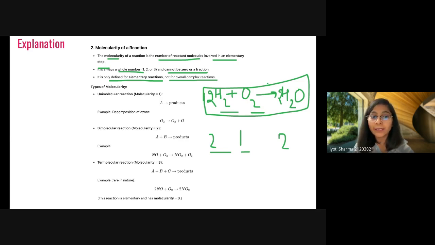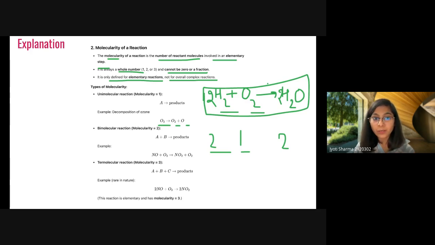And we can divide molecularity into different types based on how many molecules of the reactant we need. If we need one molecule of the reactant, then we call it unimolecular. So for example, O3 giving you O2 plus O. This is one molecule of the reactant we need for the reaction to happen.